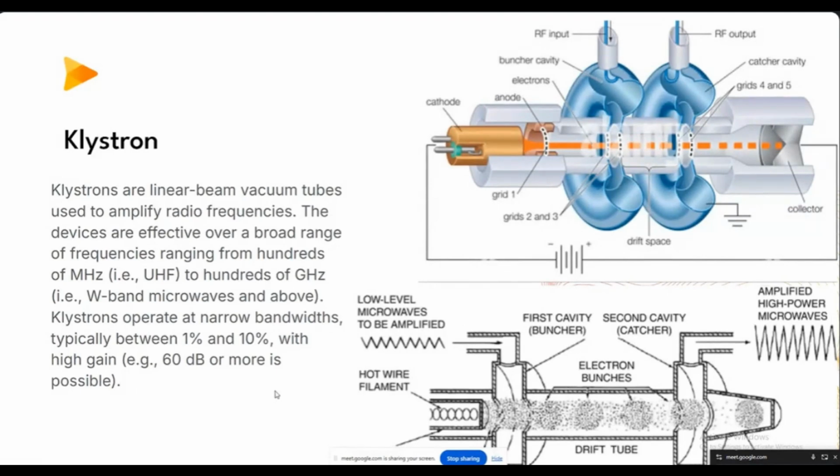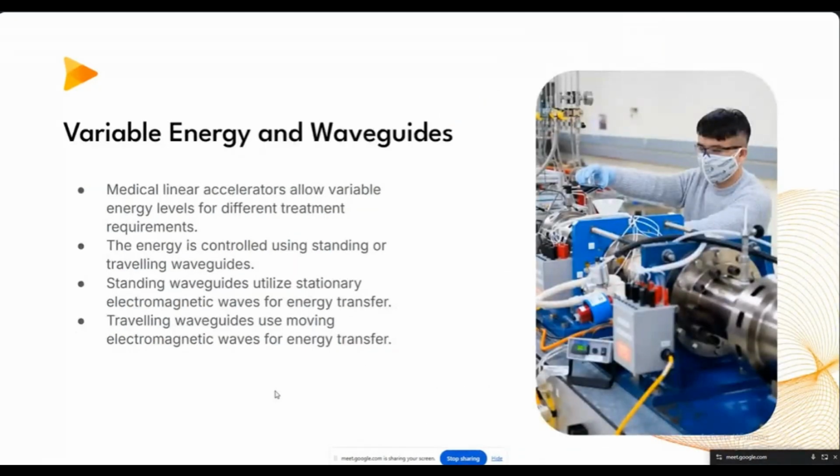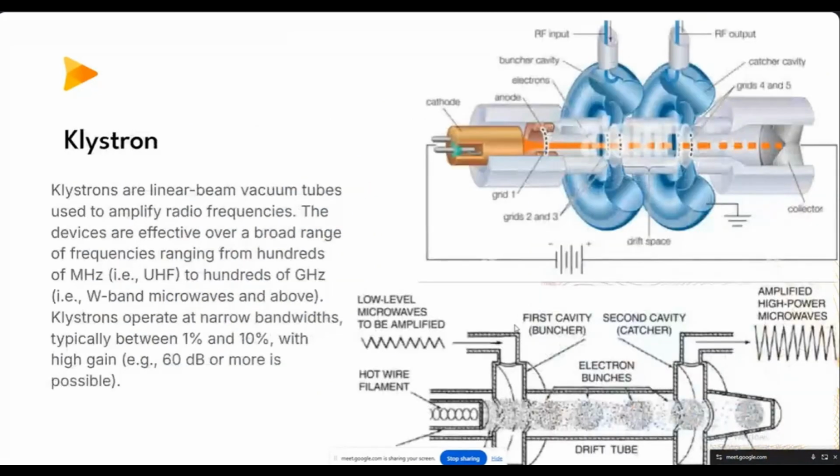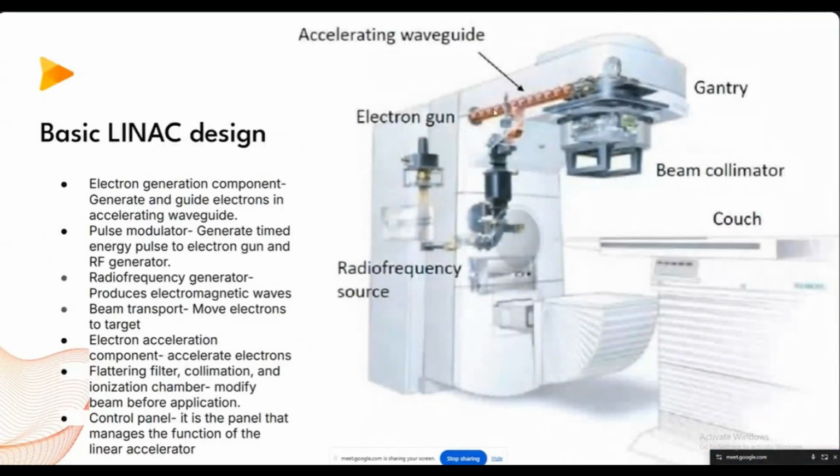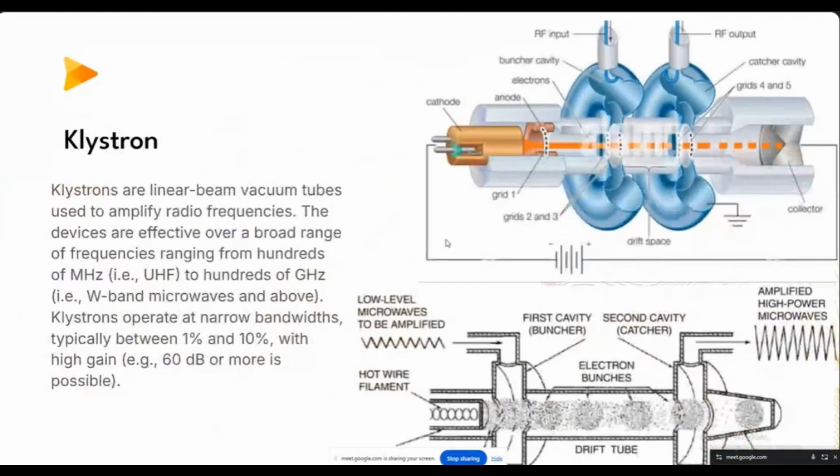So there are variable energy waveguides. Now, the waveguide that we have discussed is the main part of the linac. This thing. This is the main waveguide where the electrons are being accelerated. So this is the medical linac, with variable energy for different treatments.